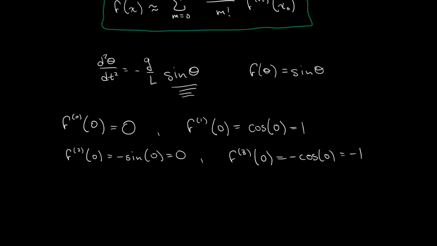So you see that all of the even derivatives that I take always give me 0 because it's always going to be a sine. These trig functions always alternate back and forth between sine and cosine. So every even derivative, I get a sine, which when I evaluate that at 0 gives me 0. Every odd derivative gives me a cosine, which gives me 1, but the sign switches. Okay?